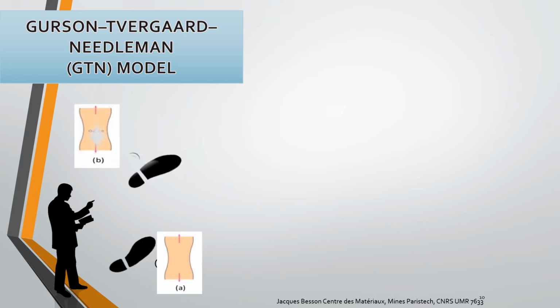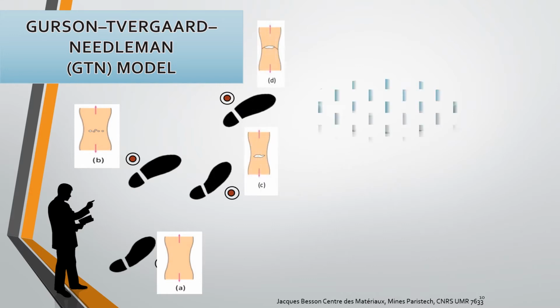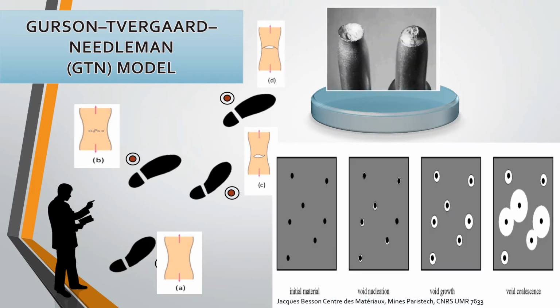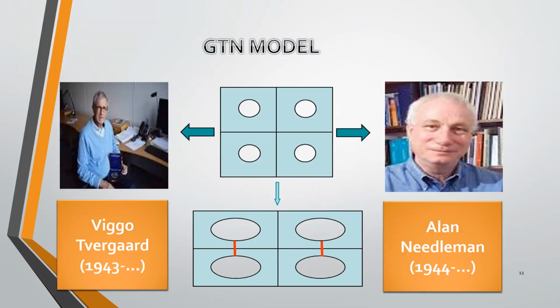So to summarize, I would like to mention that our GTN model came to simulate how the ductile failure happens in steel. And as you can see here, this is a picture to show the failure in case of steel, and this is the coalescence phenomenon in case of ductile failure. So our two scientists, Mr. Tvergaard and Mr. Needleman, came and tried to add the microvoid coalescence, which was not present when Gurson made his first model.